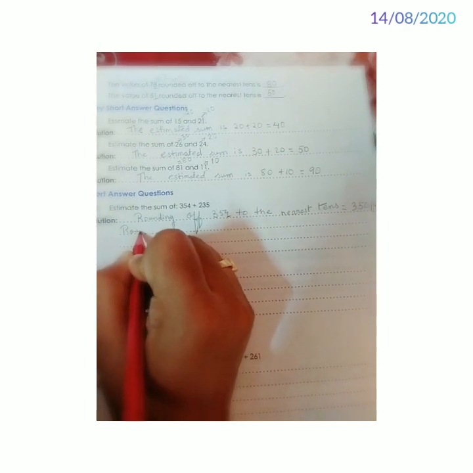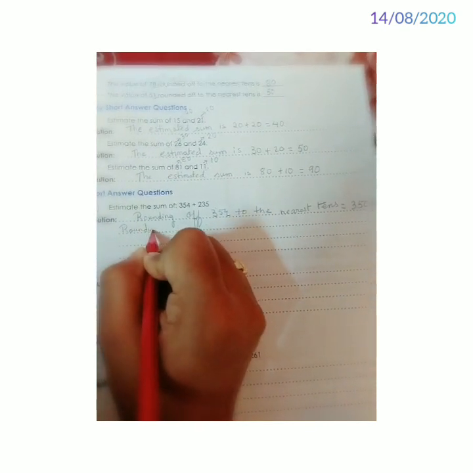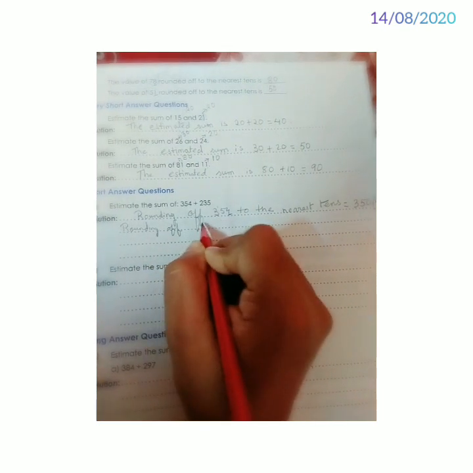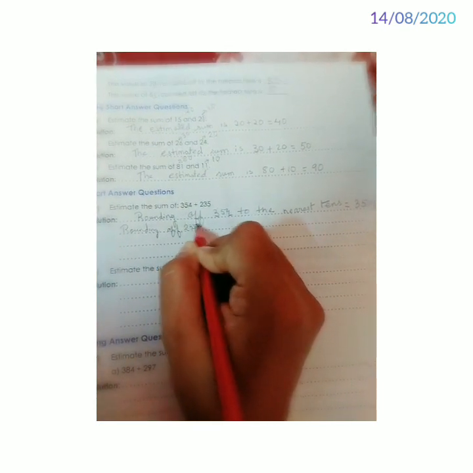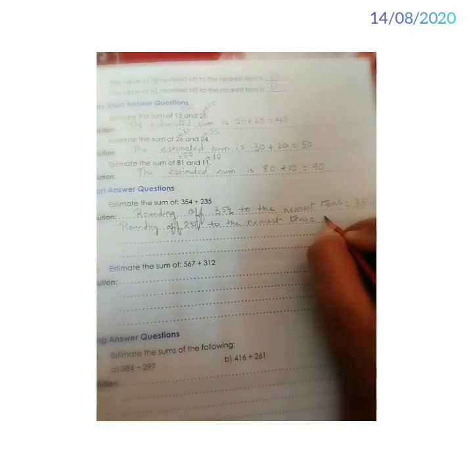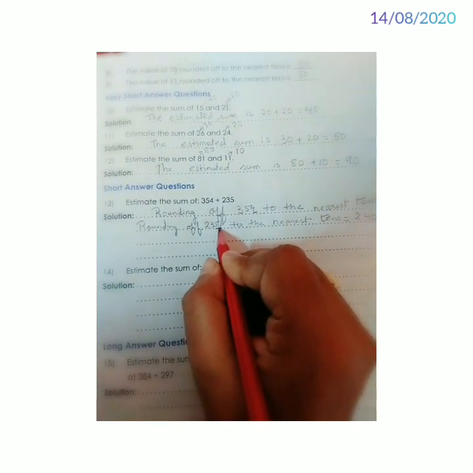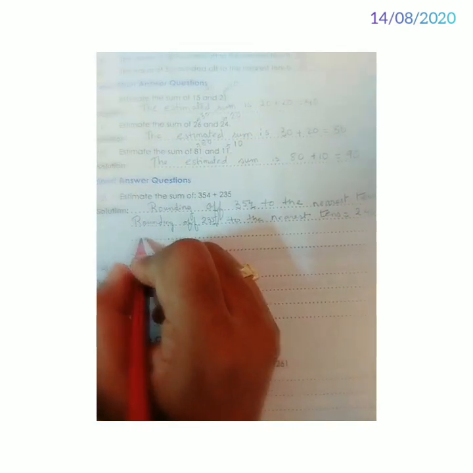Alright, then you have to round off the second number, that is rounding off 235 to the nearest tens is equal to 240. Why 240? Because 5 is equal to 5. The digit in the ones place is equal to 5. Alright, now you have to add.